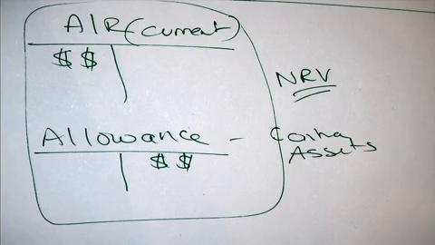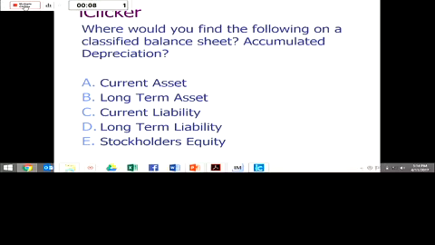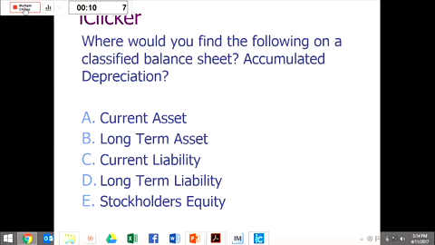And then the last one, accumulated depreciation. Where do you see that on a classified balance sheet? Oh, well, might help if you could see that. Where do you see accumulated depreciation?